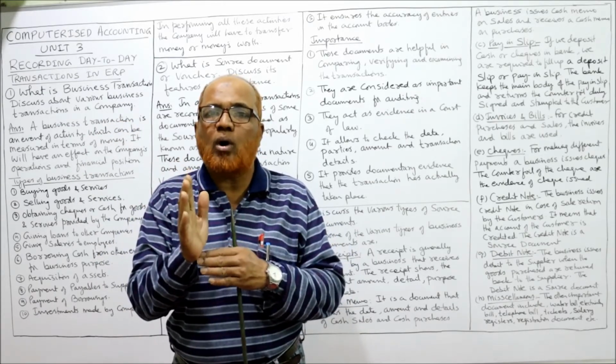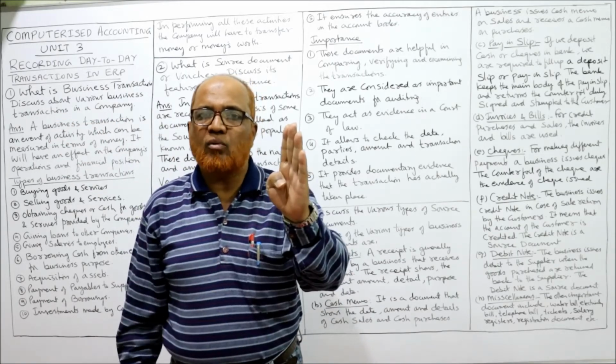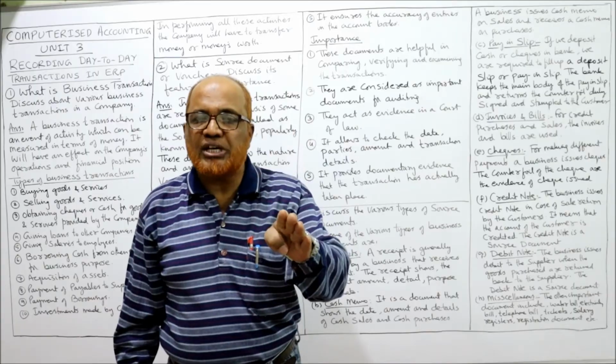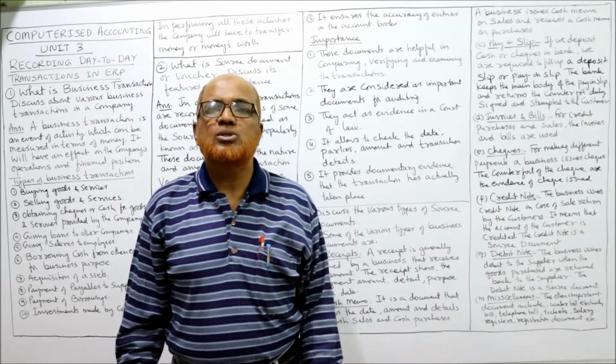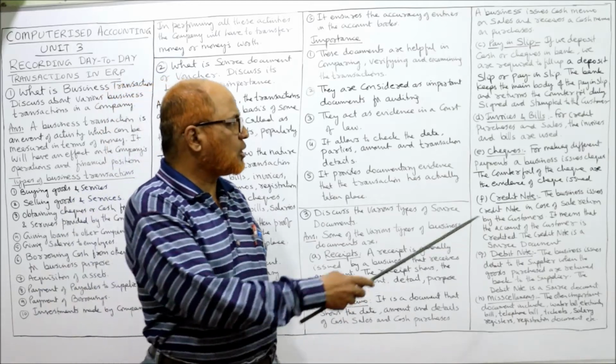The original invoice I am getting from the supplier. And this original invoice on goods purchased will be used as a source document. So invoices and bills are the source document.